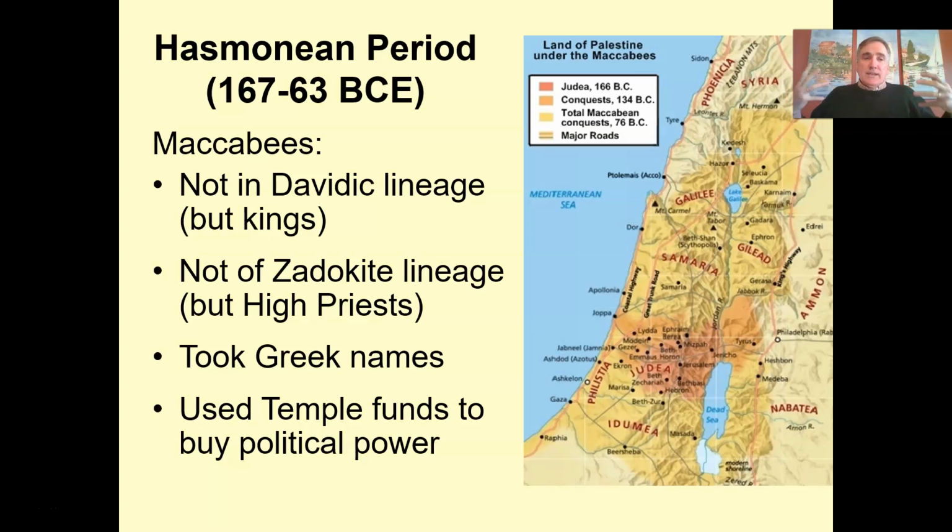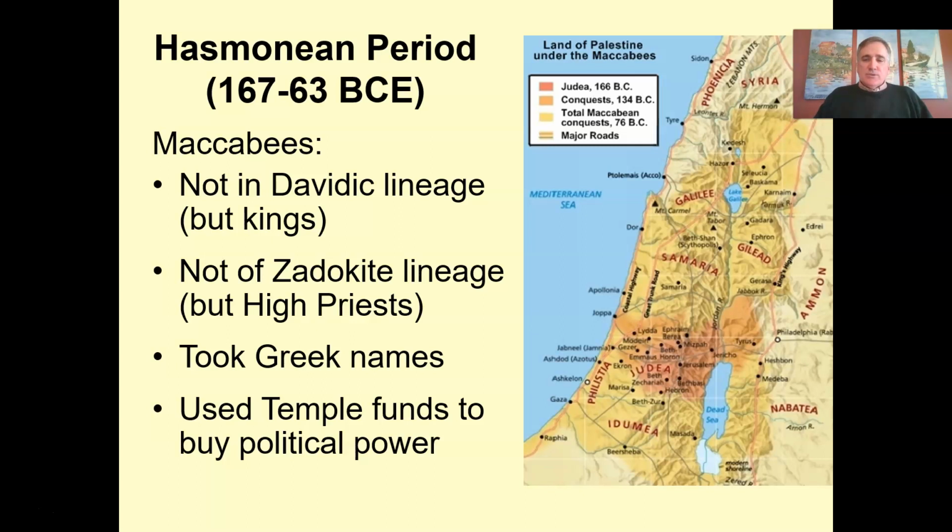Also, they took Greek names, and so there are certainly ways in which they had to navigate, even though they're trying to exert independence, still the dominant world power were the Greeks. And so there was a way in which they were always navigating those policies, that politics.